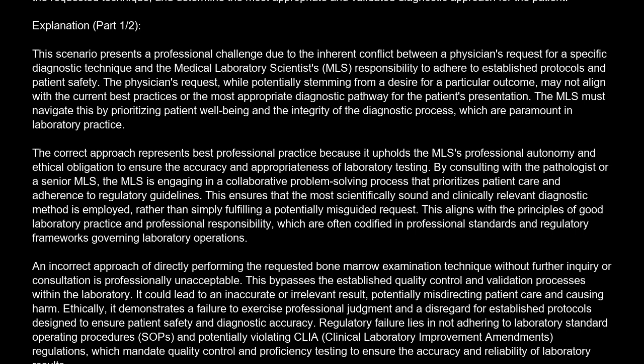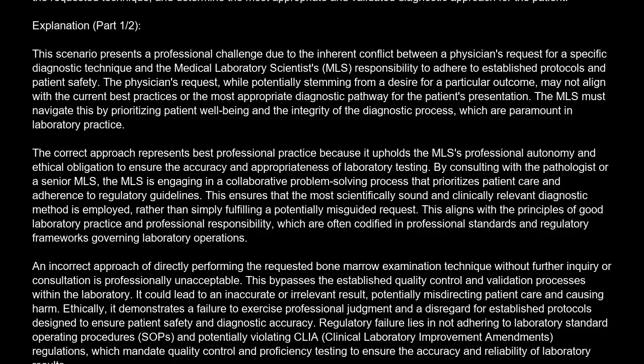Explanation. This scenario presents a professional challenge due to the inherent conflict between a physician's request for a specific diagnostic technique and the medical laboratory scientist's, MLS, responsibility to adhere to established protocols and patient safety. The physician's request, while potentially stemming from a desire for a particular outcome, may not align with the current best practices or the most appropriate diagnostic pathway for the patient's presentation.